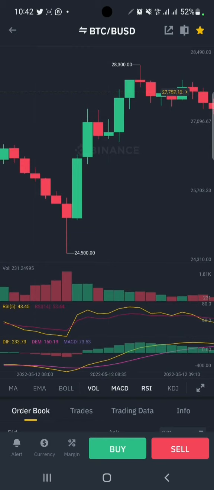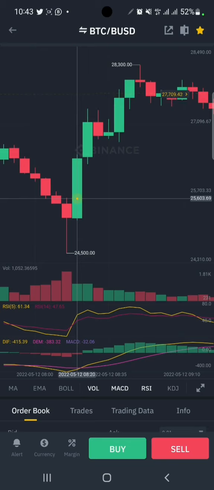Look at the MACD down here, aligning with that 24.5 candle, just after the trend reversed. There was a dip and then it reversed. Look at those two lines, the pink line and the yellow line. That's the DIF and the DEM. The DIF was at minus 415 and the DEM at minus 383.